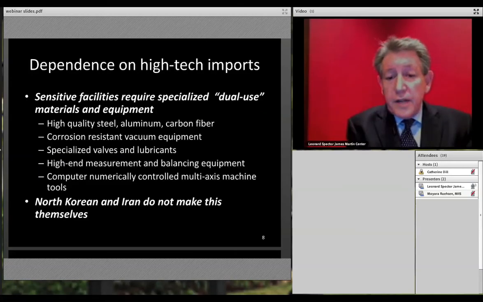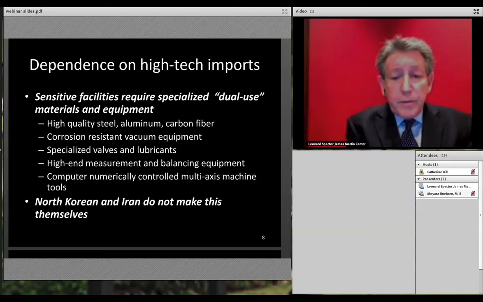Let's go to the next slide. The crucial point here is that all of these facilities depend heavily on high-tech imports. These are very elaborate facilities. Enrichment plants, for example, contain thousands of centrifuges, linked in cascades. The centrifuges operate under vacuum and spin at hypersonic speeds to enrich uranium in a gaseous form up to the level desired. This necessitates especially strong grades of steel, aluminum, and carbon fiber for the moving parts of the centrifuges.